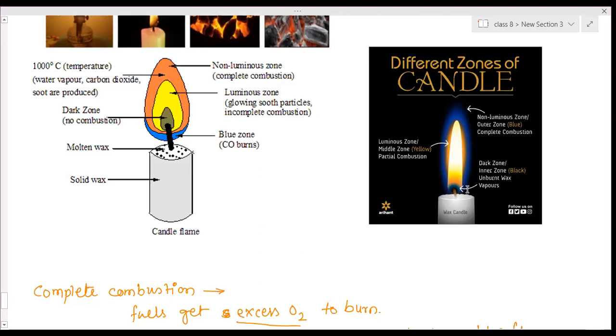Clear? Able to understand the zones? This is a 3-mark question: draw the diagram of different zones of a candle flame and explain it. Is it clear? Everyone, please answer, yes ma'am, because this question is very important. It is asked every time as a 3-mark question.